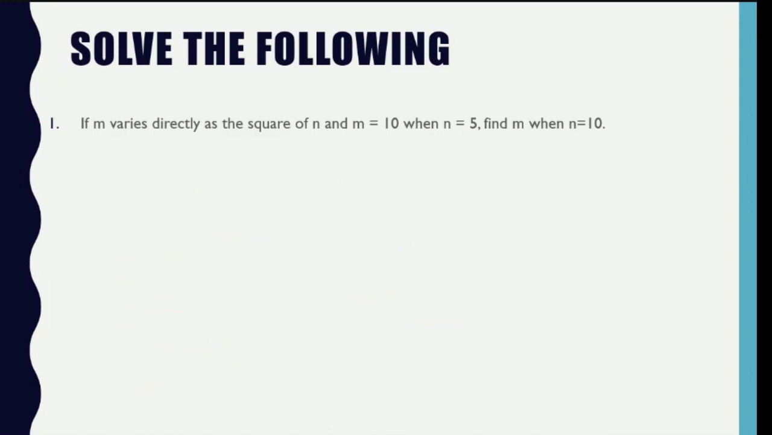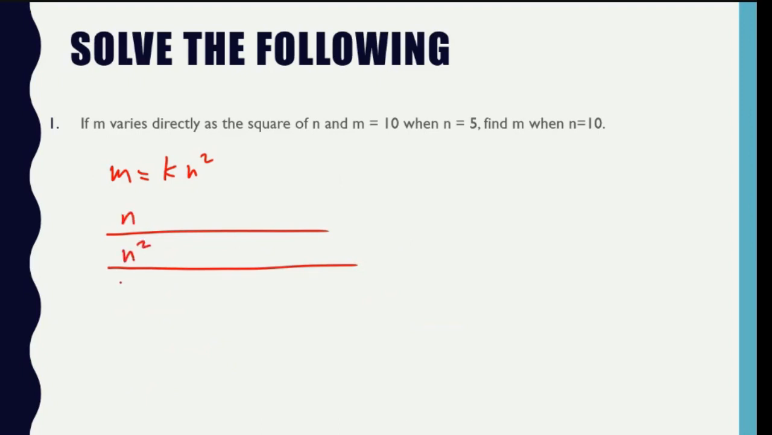If m varies directly as the square of n and m is 10 when n is 5, find m when n is 10. So we will be having m varies directly to the square of n, so n squared. So we will now create a table of relation. So this will be n squared, and m.